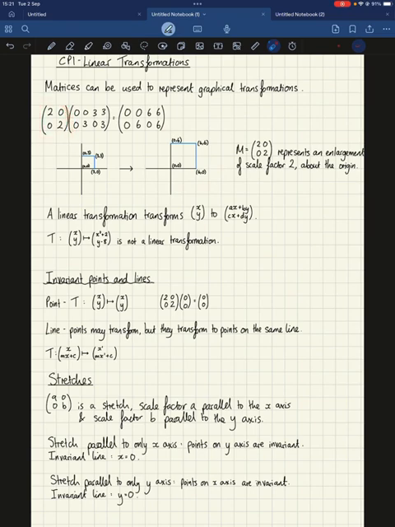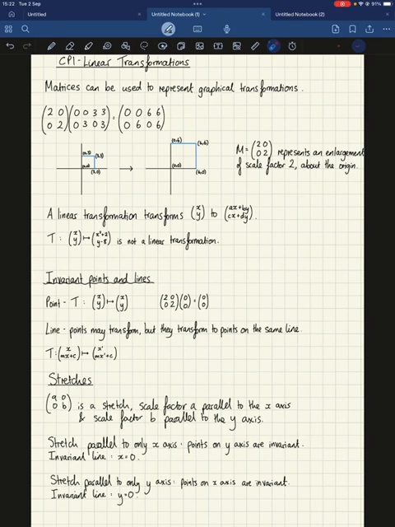Now just some terminology. This original square that we started off with, that's called the object. And this thing that is mapped to is called the image. So the object is mapped to the image. So the object, which is this square, is mapped to this bigger square, and we can obviously see it's 2 times bigger. So this matrix over here, (2 0; 0 2), represents an enlargement of scale factor 2 about the origin. So this is what this matrix multiplication means graphically.